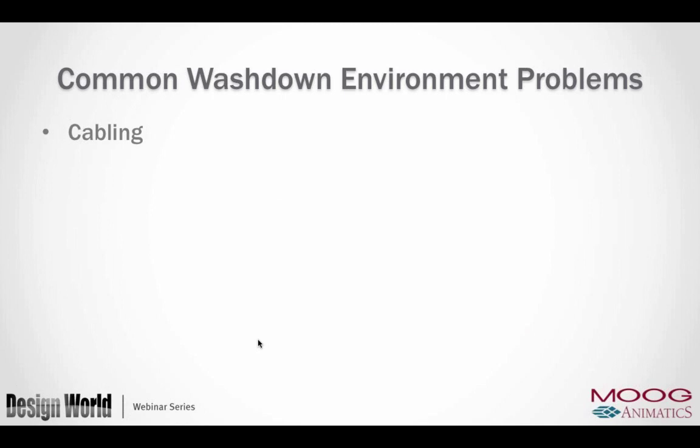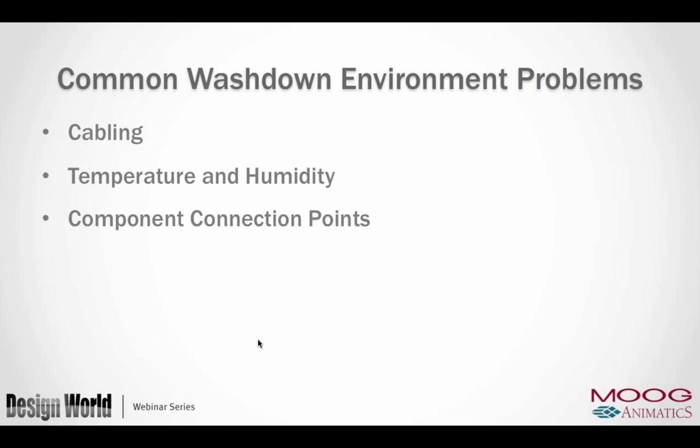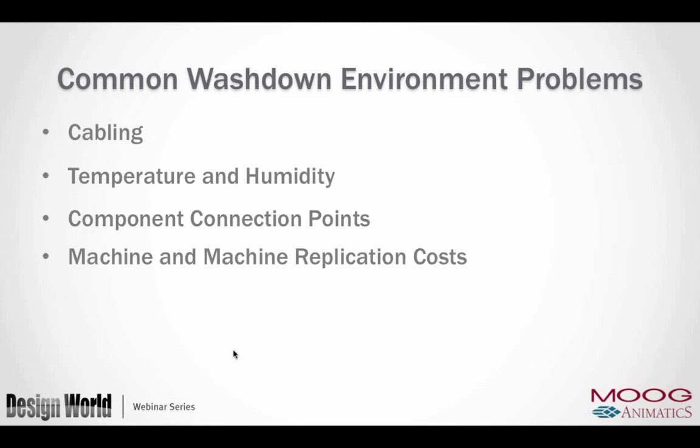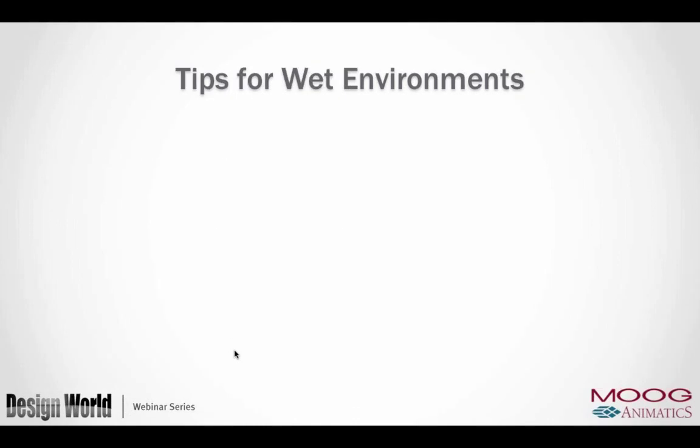Common washdown environment problems include issues with cabling. Okay, temperature and humidity, already mentioned, and component connection points. How many places do you actually connect these cables where it may be subject to the temperature and humidity? Machine and machine replication costs now become a problem. Let's suppose that you have, instead of one axis, say 20 or 30 axes. Okay, we're selling motors here, and I need to get cables to each one of those, and every one of those goes through that temperature and humidity and has connection points, whether it be through a stuffing gland through the wall of an enclosure, or an actual connector. Okay, we need to consider what it's going to cost to replicate this machine. If it's not just one machine and it's 100 of them, it's going to cost a little bit more.